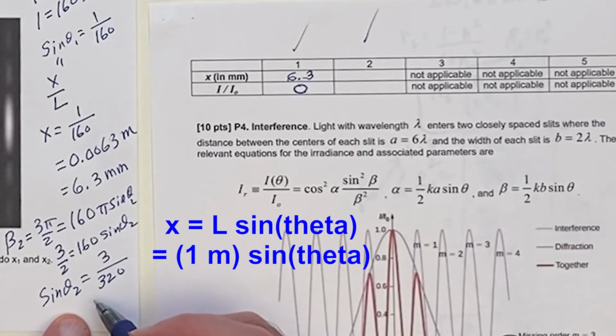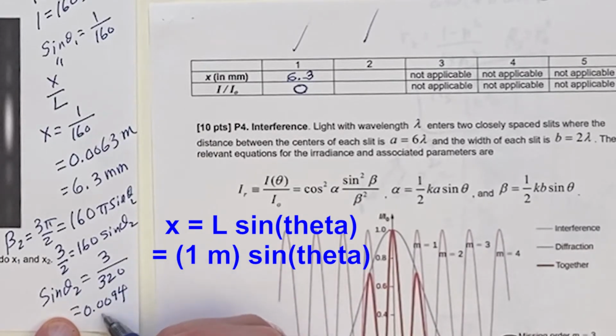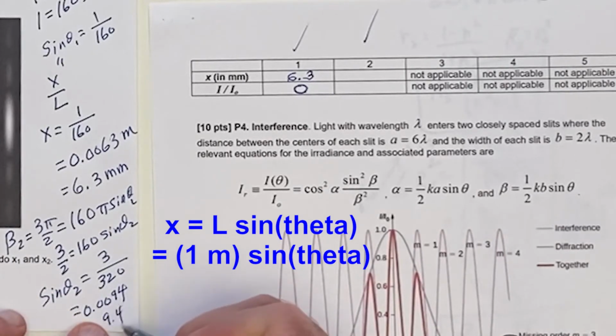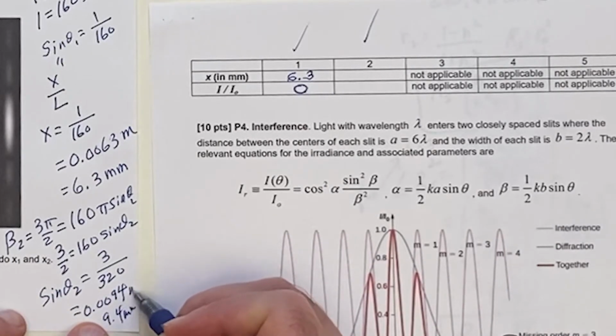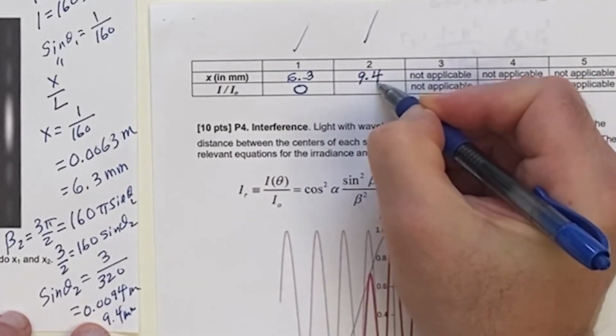All right. So with that, we can then use the calculator and get 0.0094 meters, and that's going to be 9.4 millimeters. 9.4 millimeters, because this is meters. So I come over to here and I put 9.4 in the box.